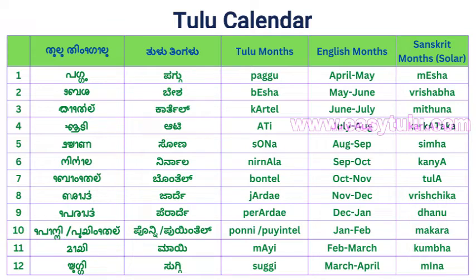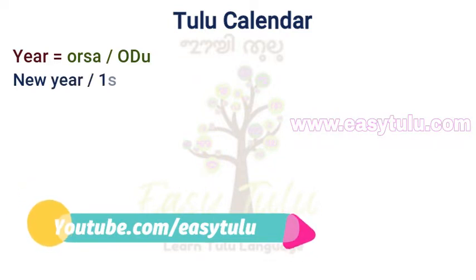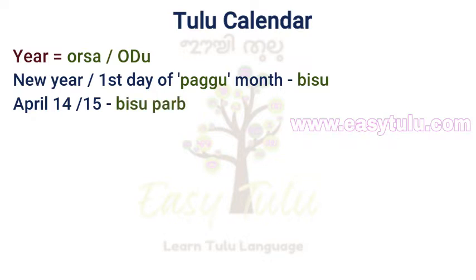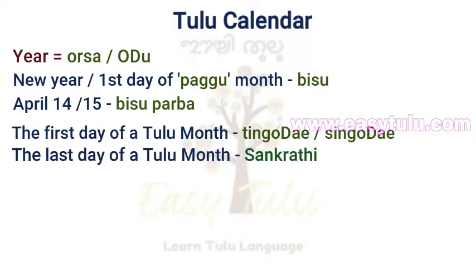Each month has 30 or 31 days. A year is called as Varsa or Odu in Tulu. The new year or the first day of the Varsha falls in Paggu and the day is called as Bisu, which is on April 14 or April 15th. And this day is celebrated as Bisu Parba in Tulunadu region. The first day of each Tulu month is called as Tingoda or Singoda, and the last day is called as Sankranti. Now let us learn some of the words related to calendar.